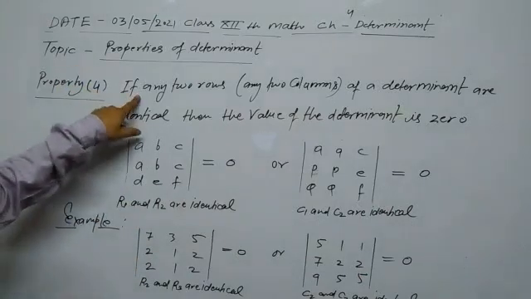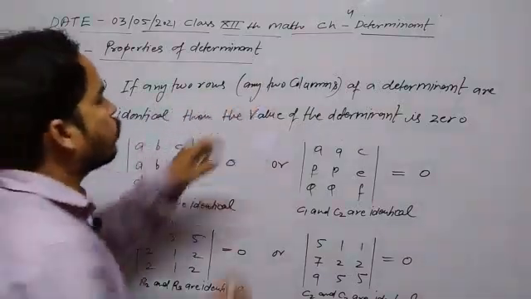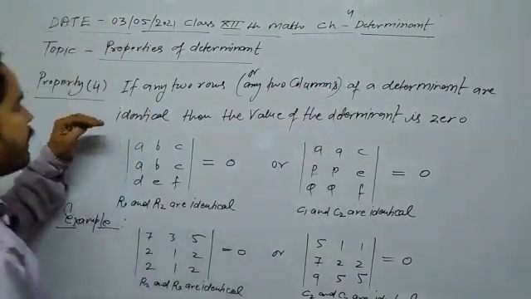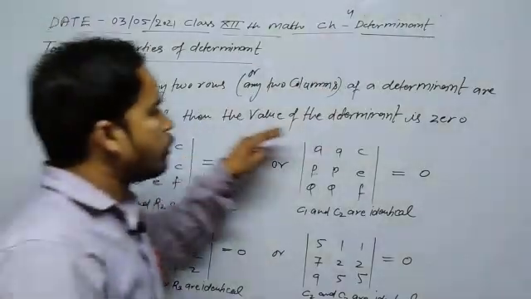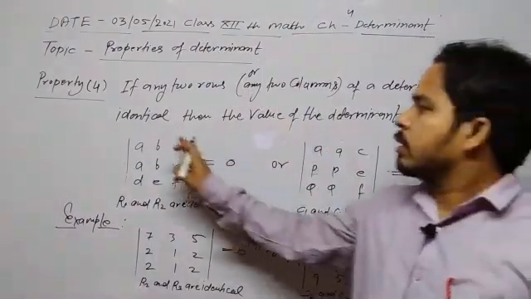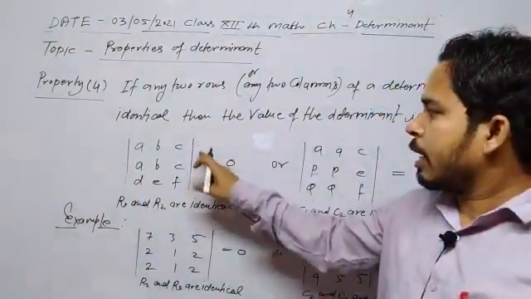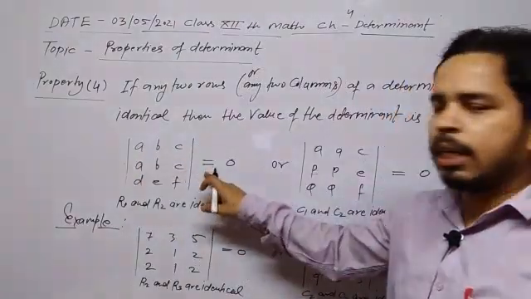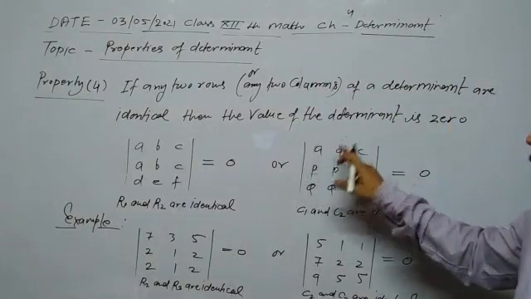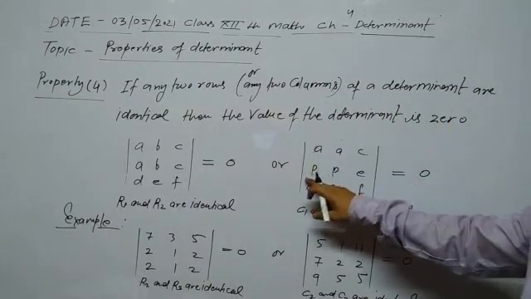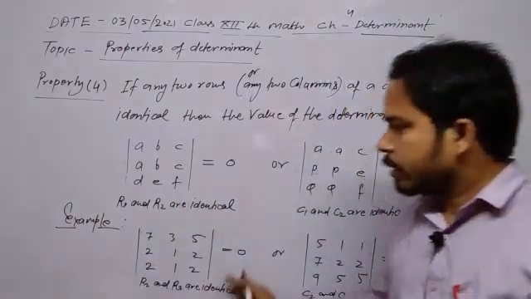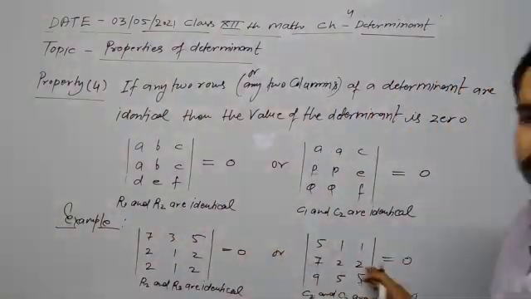Number 4, if any two rows or any two columns of a determinant are identical, then the value of its determinant is 0. First concept, R1 and R2, every element of R1 and R2 are equal. Similarly, every element of column 1 and column 2 are equal. So in a similar way, this is the example, its result will be 0.